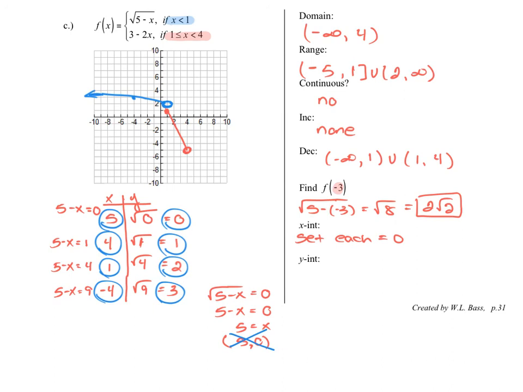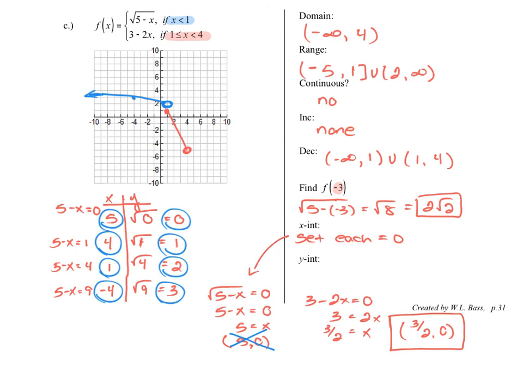So now I can go to the next one. I'm going to take 3 minus 2x, and I'm going to set it equal to 0. So I get 3 equals 2x. I get x equals 3 halves. I can write that as an ordered pair. And I can go look at my graph. Is this point right here on my actual graph? And sure enough, that's still on the graph. It didn't get erased. So that becomes my x-intercept.